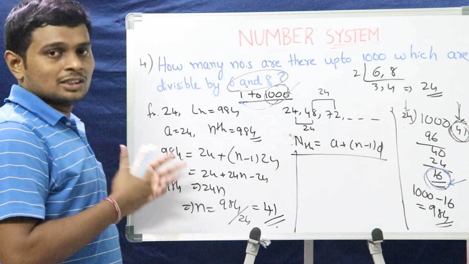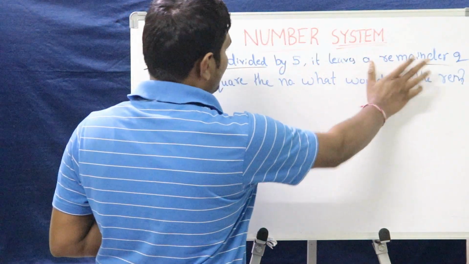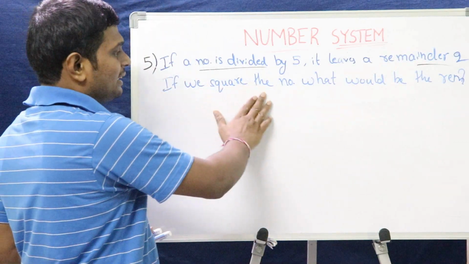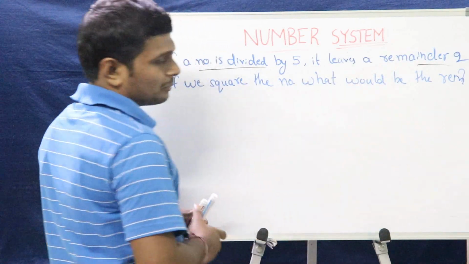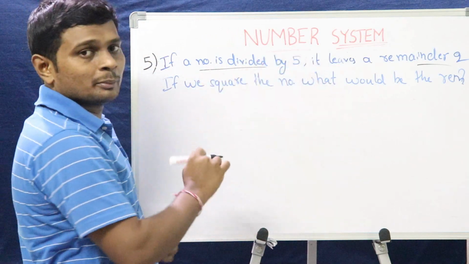Let me solve the last one. Okay, let's solve the last problem. What is the last problem? If a number is divided by 5, it leaves a remainder 2. If we square that number, what would be the remainder? We were given one statement that if a number is divided by 5, it leaves the remainder 2.